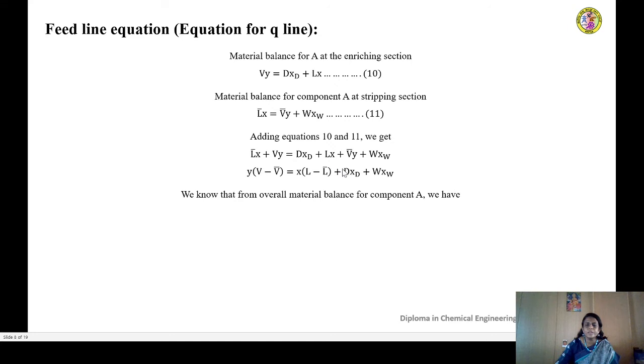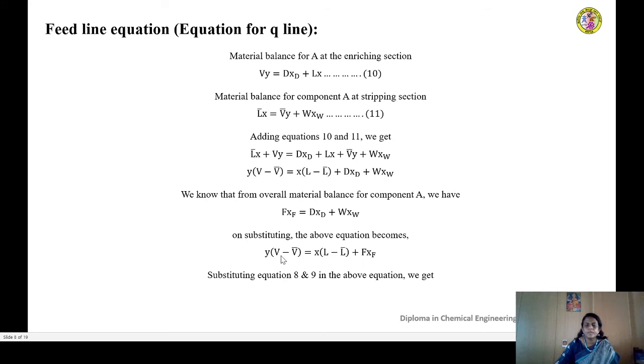Now if you look at these two terms, dxt plus Wxw is equal to Fxf, that is obtained from equation number 2. That is the overall material balance for component A. So we can replace that Fxf from equation number 2 in this equation by substitution. Then the equation changes to Y into V minus V bar as it is on the left hand side, and here X into L minus L bar plus Fxf.